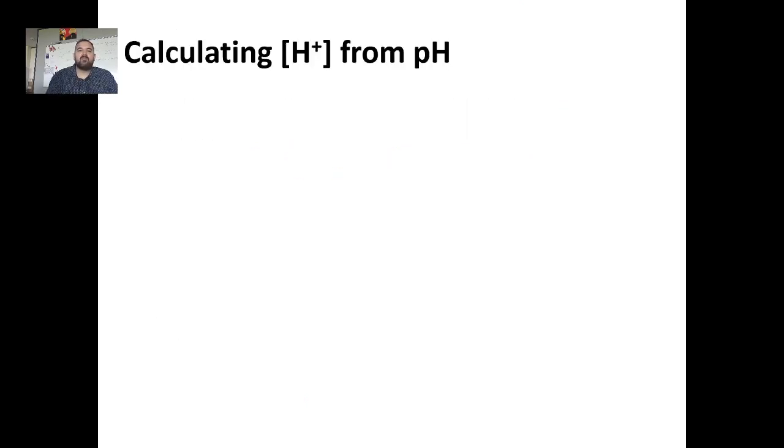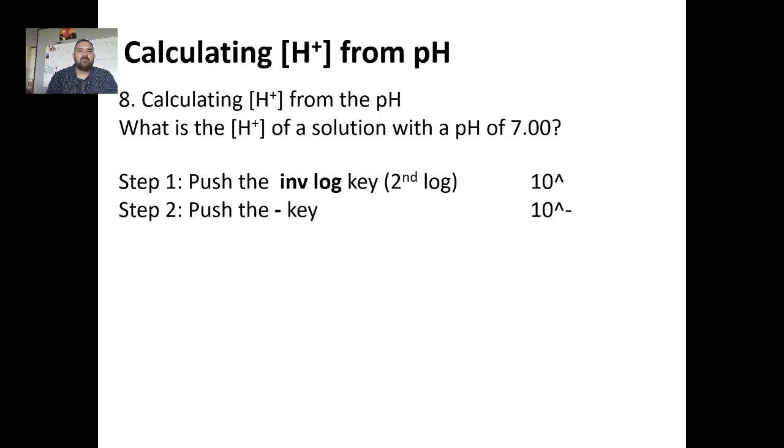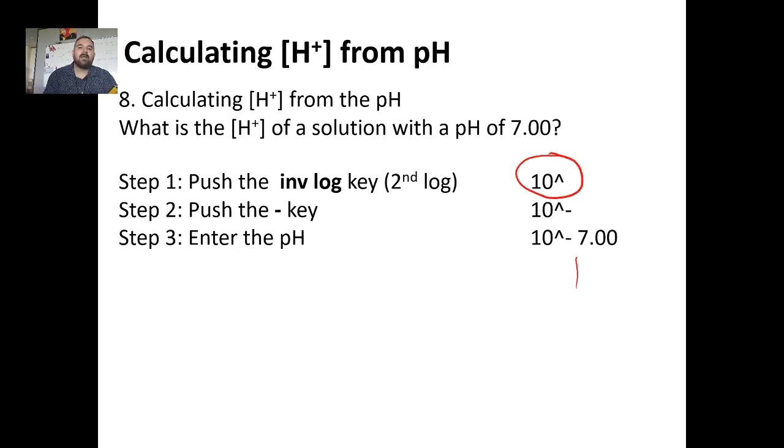All right, so let's move on. The next thing is calculating H plus from the pH. This is just as easy. It's not difficult at all. You're just going to do the inverse log key. All you're going to do is press second and log on your calculator. It's going to give you 10 to the power of, and then you plug in a negative pH or pOH.